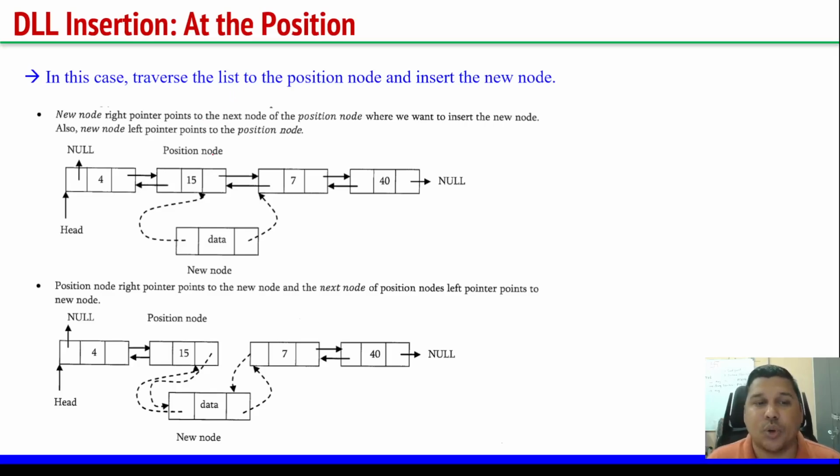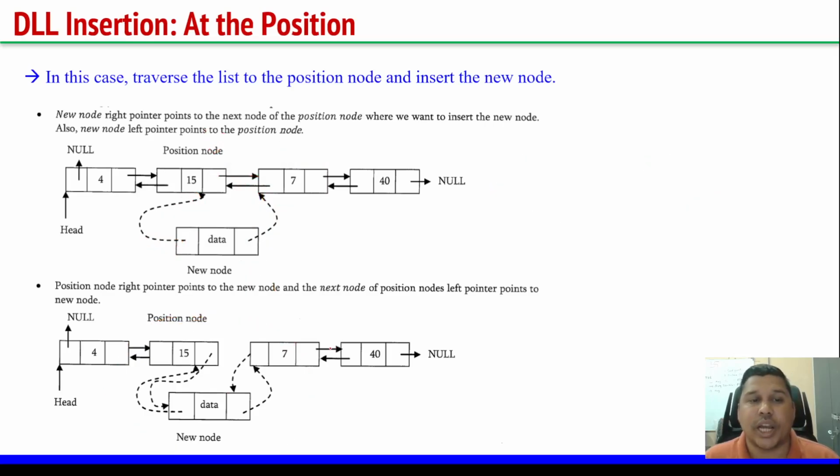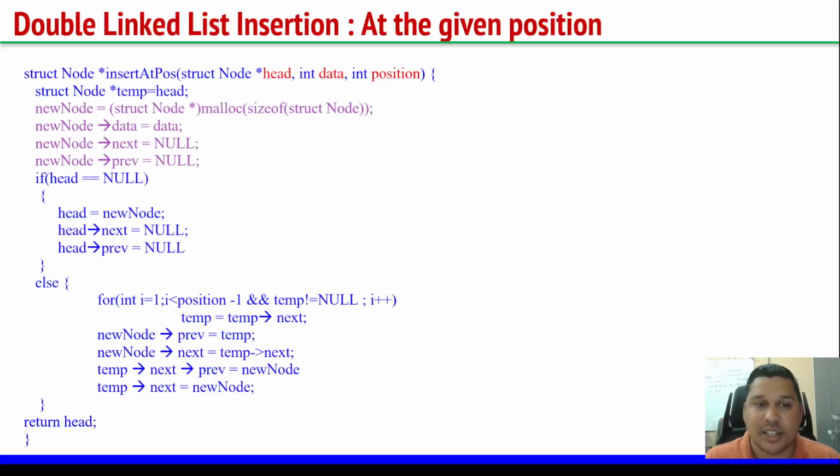I will repeat what we are trying to do. You are traversing and reaching the temporary pointer. Temporary's next, you are making T2, and the new node is N1. Then new node's next should point to T2, new node's previous should point to T1. T1's next should point to new node, and T2's previous should also point to new node. That way you are first setting the 2 directions, then taking the 2 arrows. That way we are trying to create a connection and insert an element at the given location. Okay, let us see the code snippet.